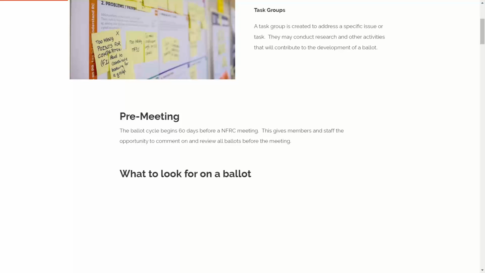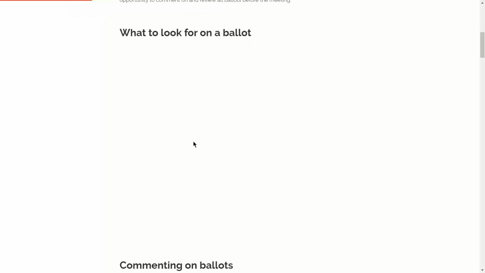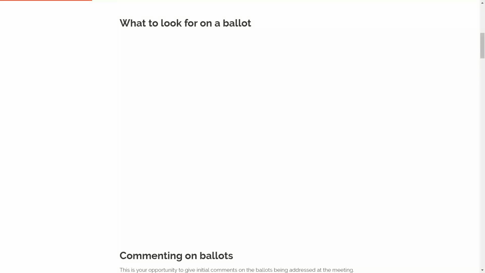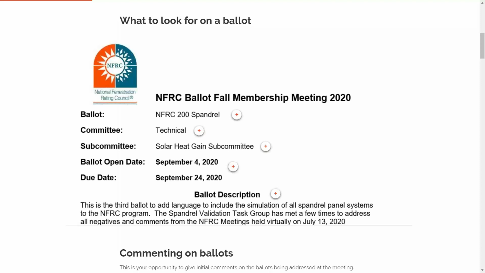First, all member companies will be able to access the ballots via the NFRC Spec Builder website. Information on that can be found in the resource section of this presentation. Now, when you download the ballots, the information about the ballot and where it's located is the cover letter, which will help guide you to understand the important factors of a ballot. So let's look at this ballot page we have here. First, you can see this ballot was happening during the membership meeting, fall 2020.